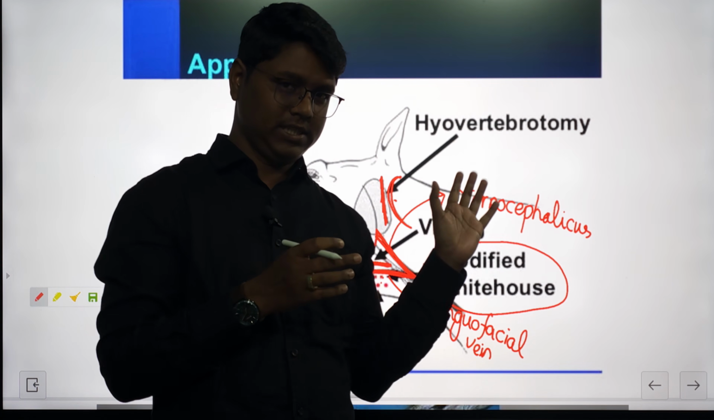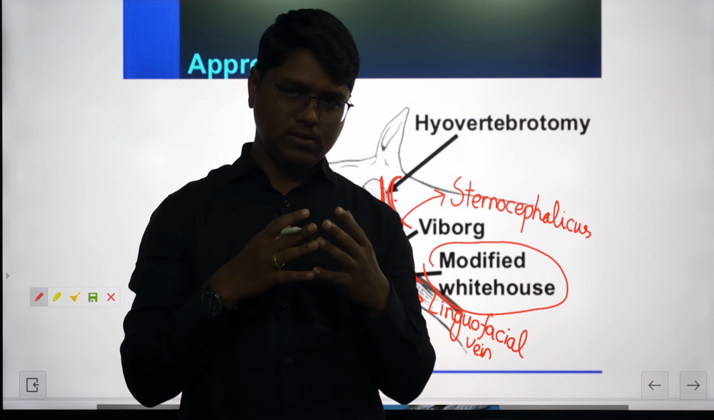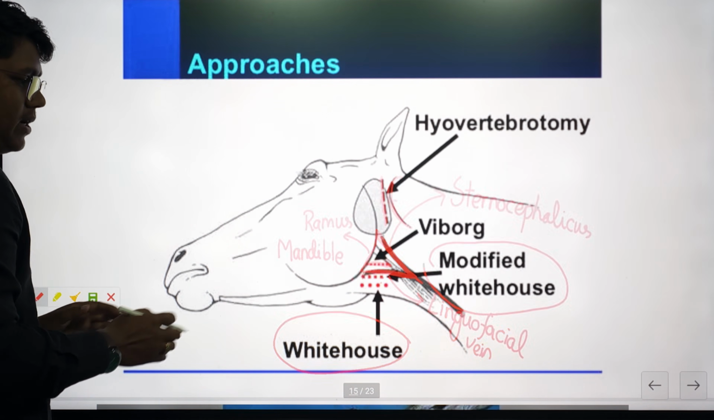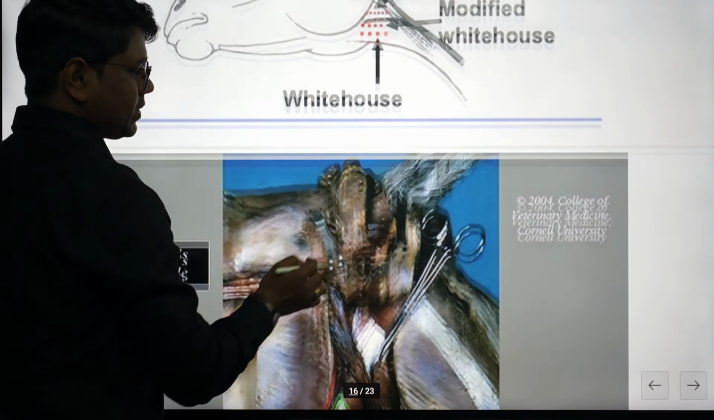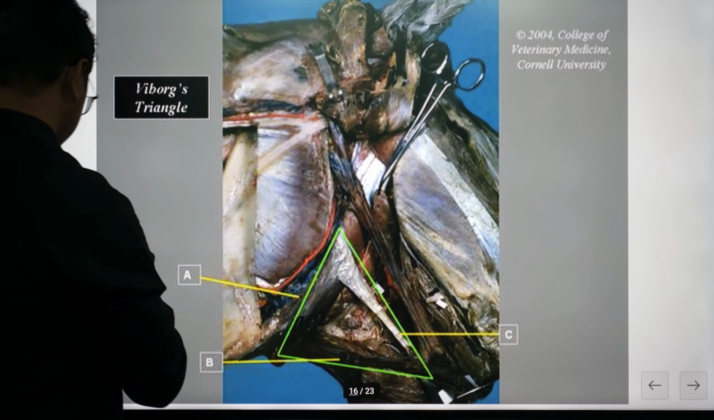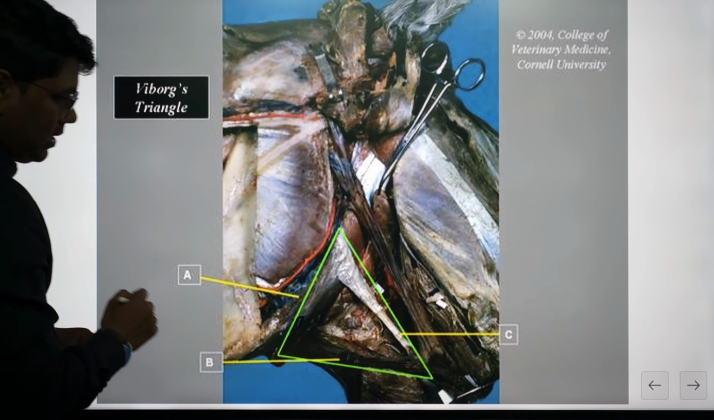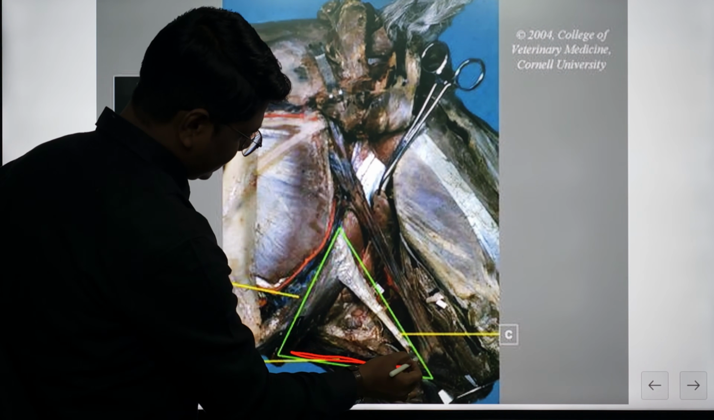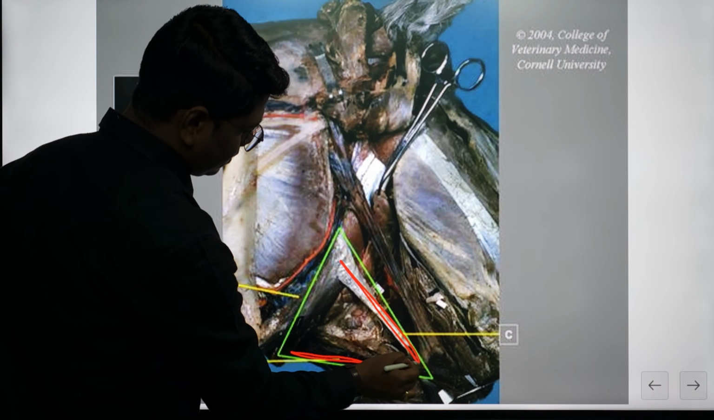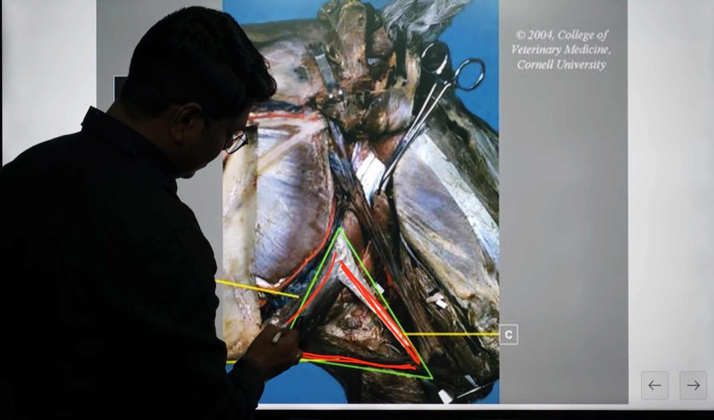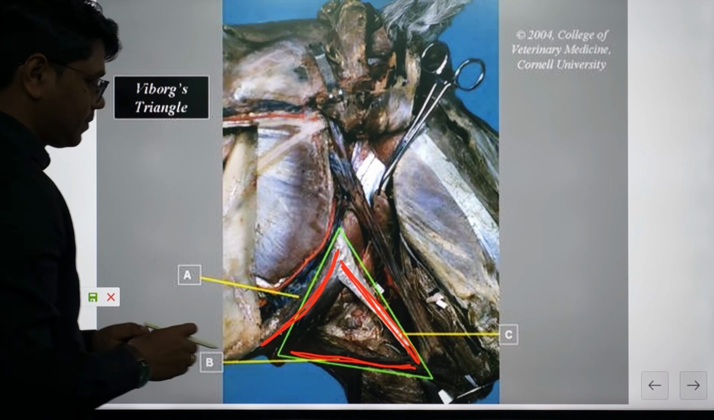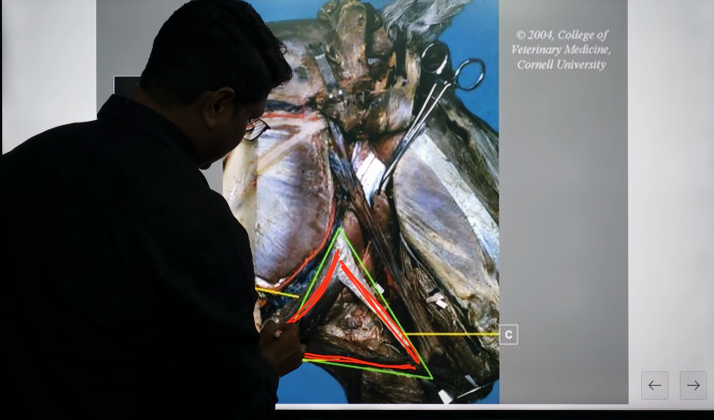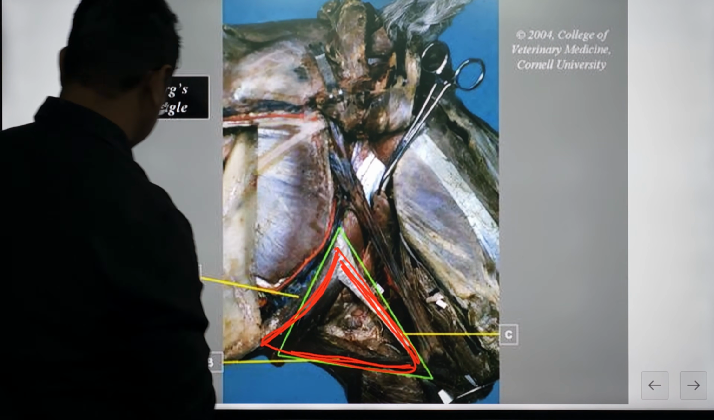If you want the detailed procedure, you can refer to the equine surgery by Elsevier publication. That's a very good book. You can refer to those books for detailed approaches. Okay, this is the cadaver image to show the Viborg's triangle, how it looks. This is the linguofacial vein, the tendon of the sternocephalicus muscle, here the ramus. So this is the Viborg's triangle.